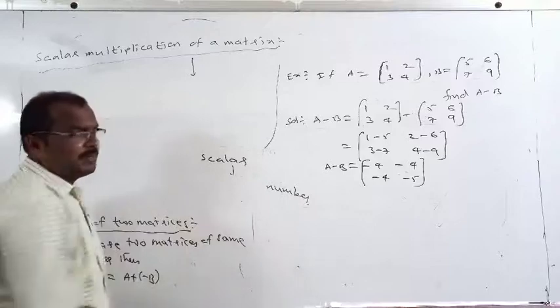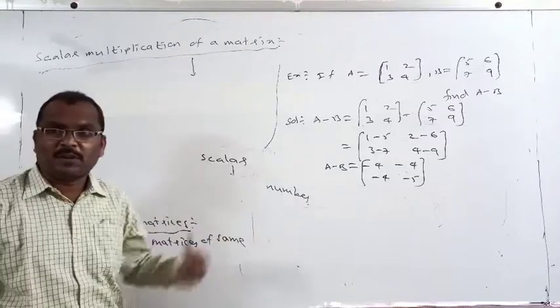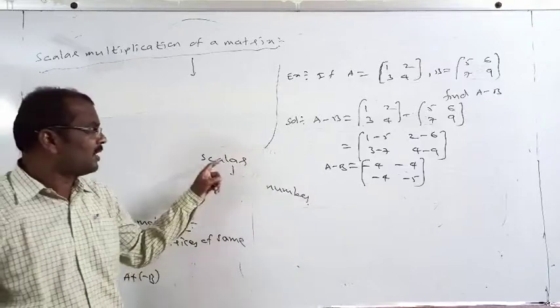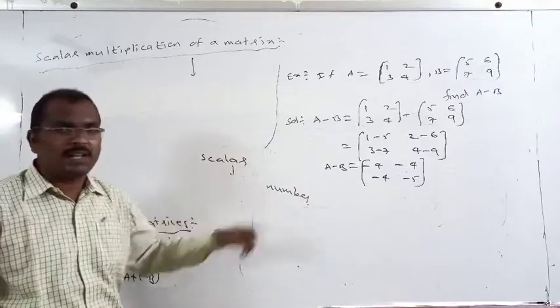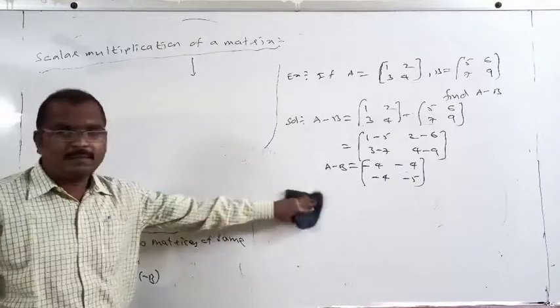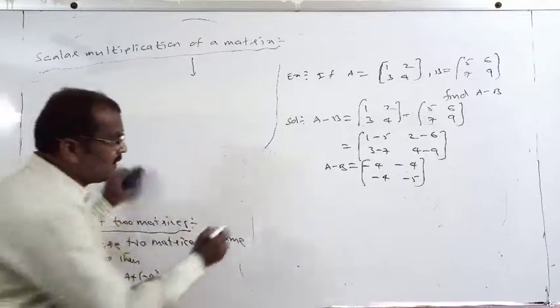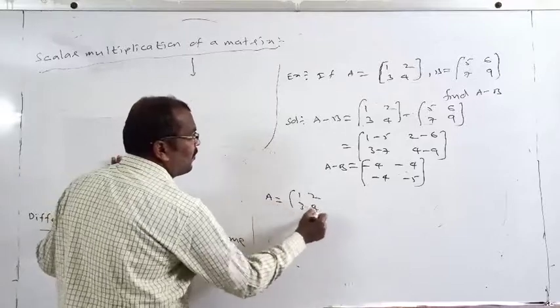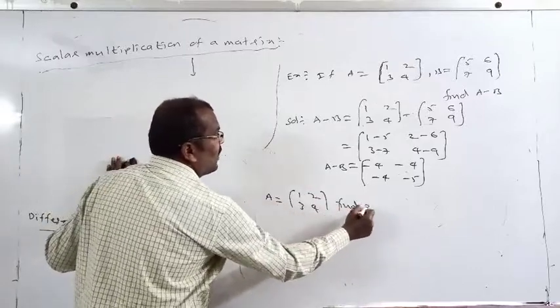Or you can just say number. If you are writing real number, what about complex number? It may be a complex number or a real number. So that's why I am giving just number. The meaning of scalar is nothing but any number. So now see this one. For example, if A is equal to [1, 2; 3, 4], find 2A.